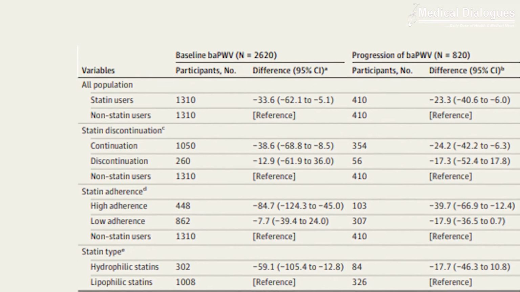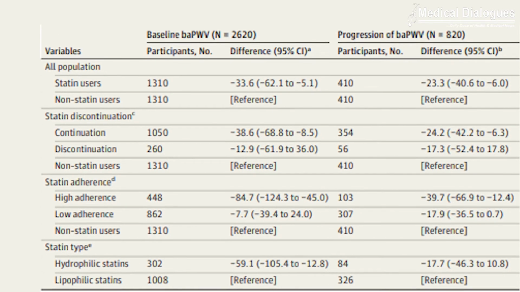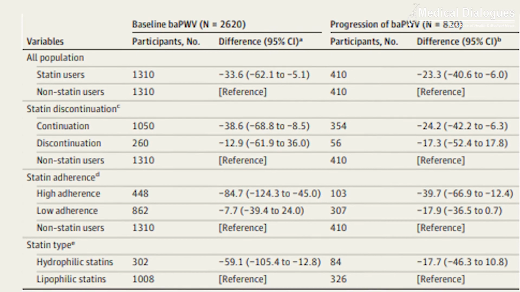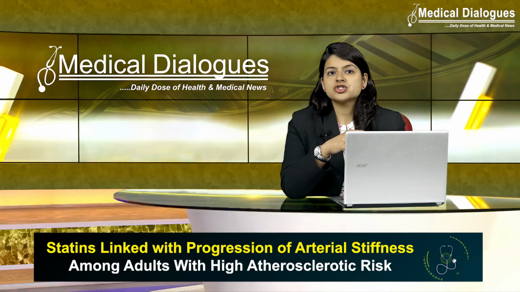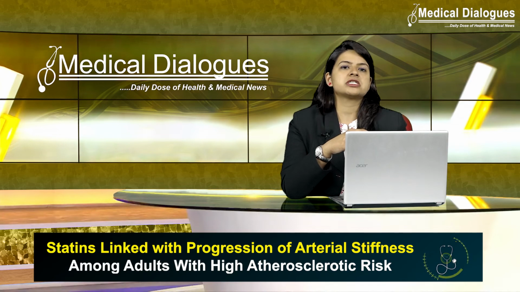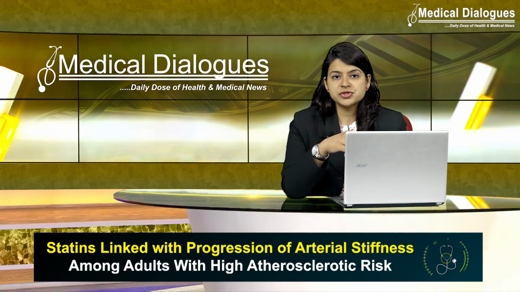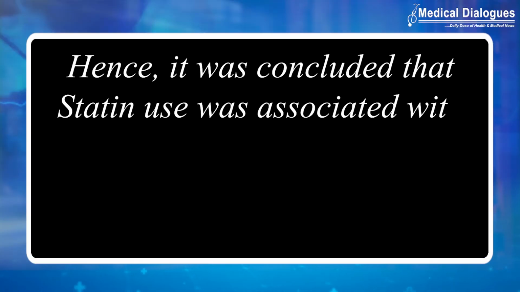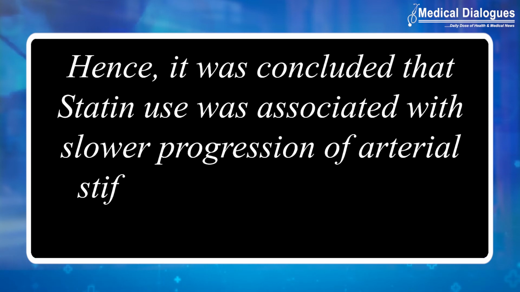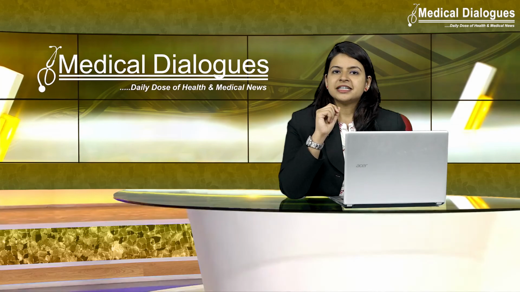And compared with the non-statin users, the statin users were associated with a significantly lower brachial ankle pulse wave velocity at baseline. Also, a significantly slower progression of this velocity was observed in the continuous statin users and high adherent users. Hence, it was concluded that statin use was associated with slower progression of arterial stiffness in adults with high atherosclerotic risk.